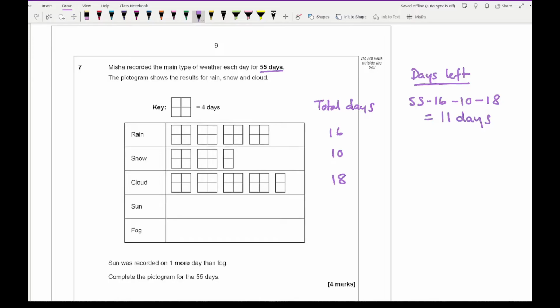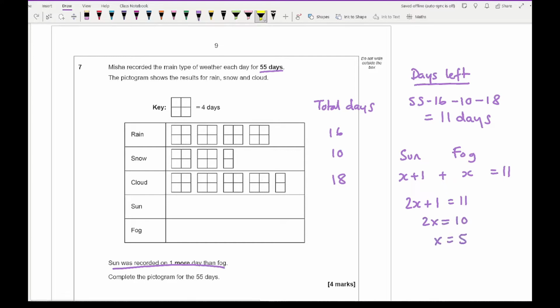Now in terms of the information that's been given here, we know that the sun was one more day than fog. So sun and fog. If fog was x, then sun is going to be x plus 1. And if we tally up those 2 days, that's got to equal 11. So what we know is that 2x plus 1 equals 11. So therefore 2x equals 10 and x equals 5.